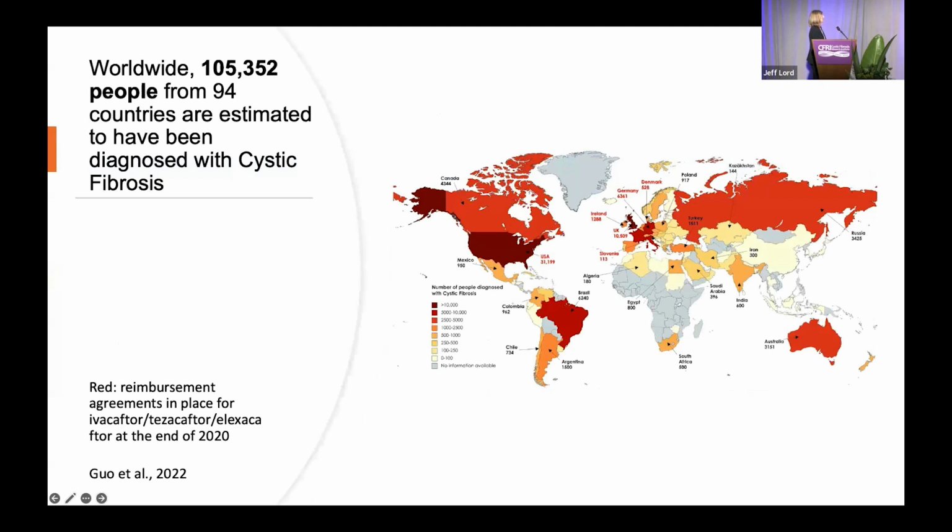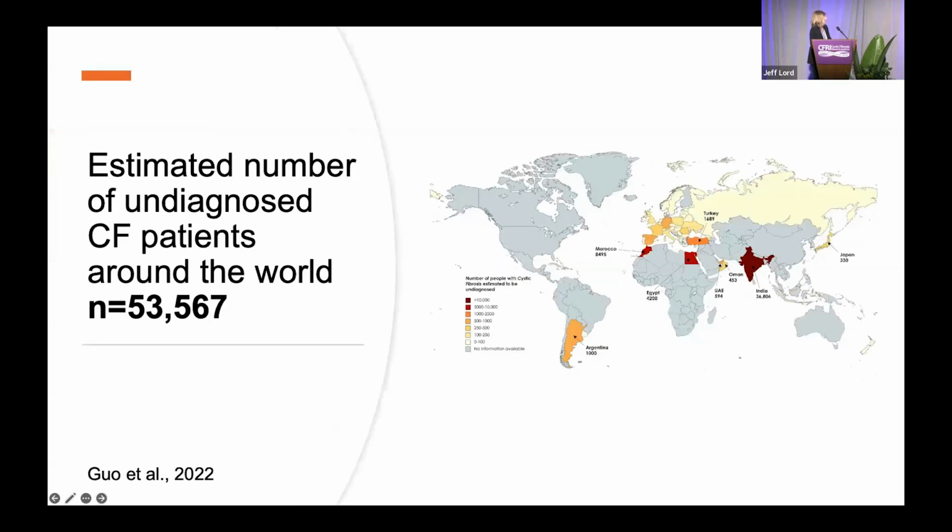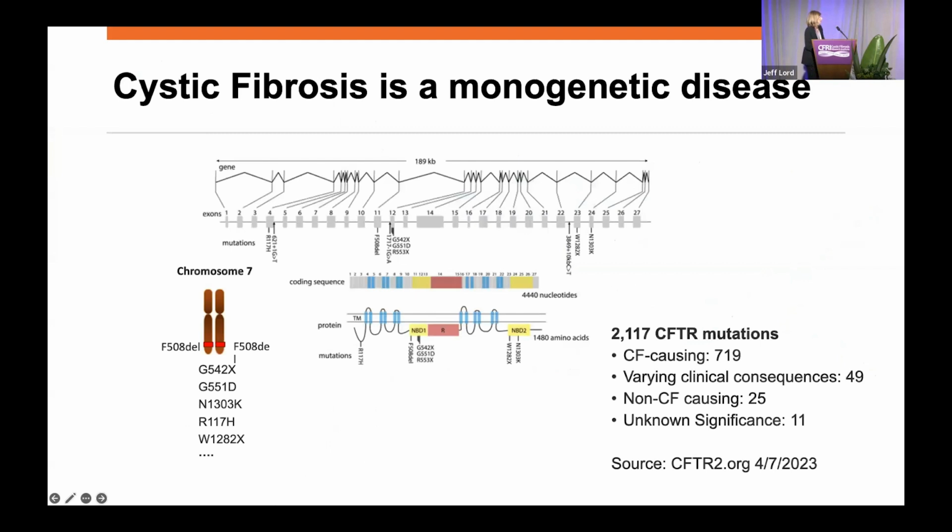So today we know that there are approximately 105,000 people from 94 countries who have cystic fibrosis. So that number increased considerably over the past years. And then we have an additional number of undiagnosed cases, so that we have approximately 53,000 people in the whole world who basically are not diagnosed yet. And this population is here in Argentina, in India, in some parts of Africa, and Egypt, and Turkey. So I think there is still a lot to do in terms of identifying all these people.